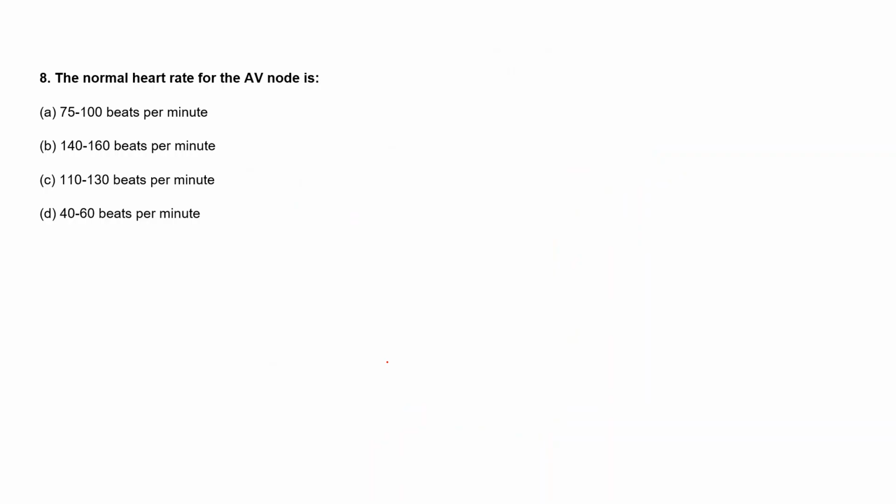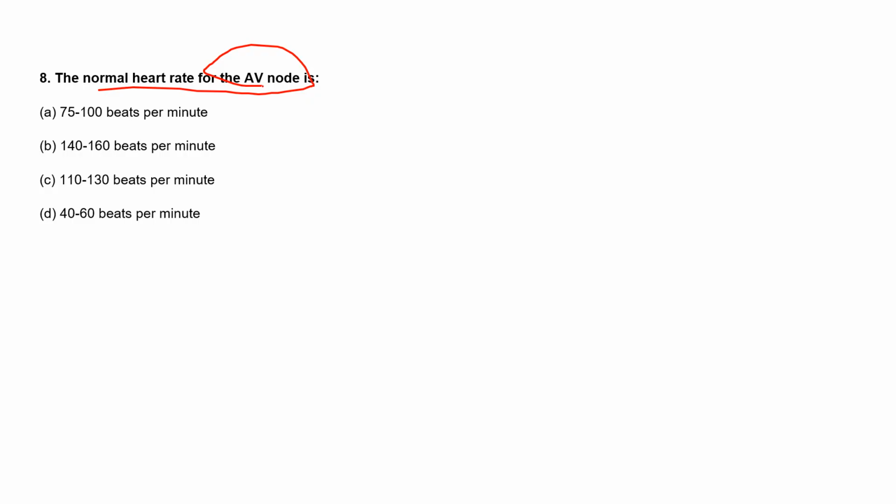Moving to the next question, the normal heart rate for the AV node is: option A is 75 to 100 beats per minute. Option B is 140 to 160 beats per minute. Option C is 110 to 130 beats per minute. And option D is 40 to 60 beats per minute.